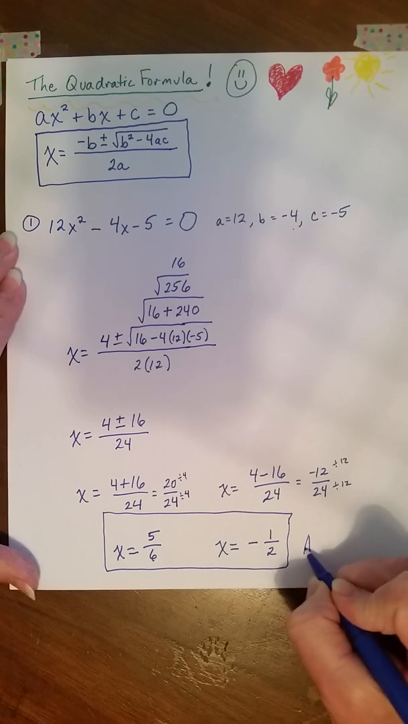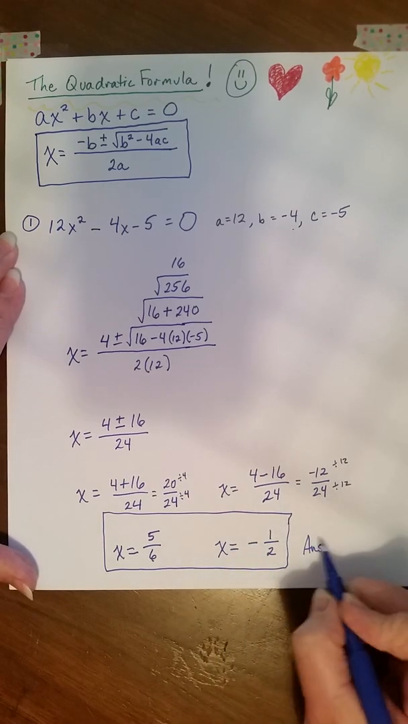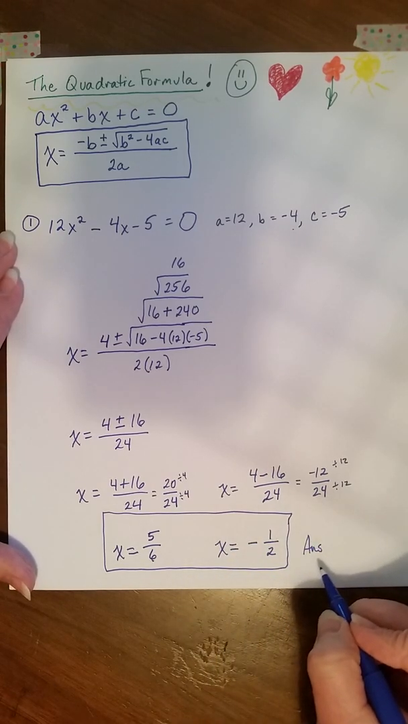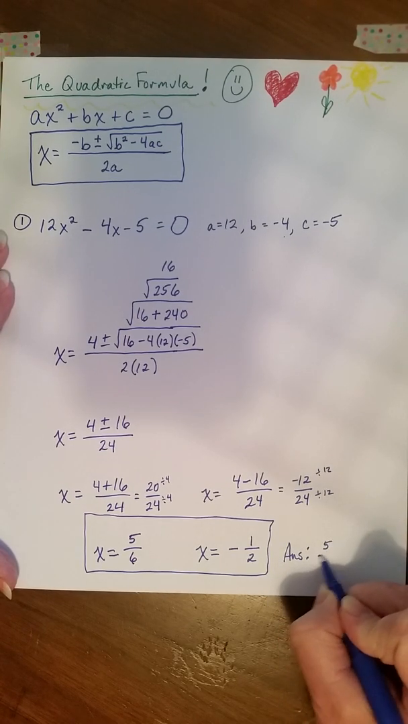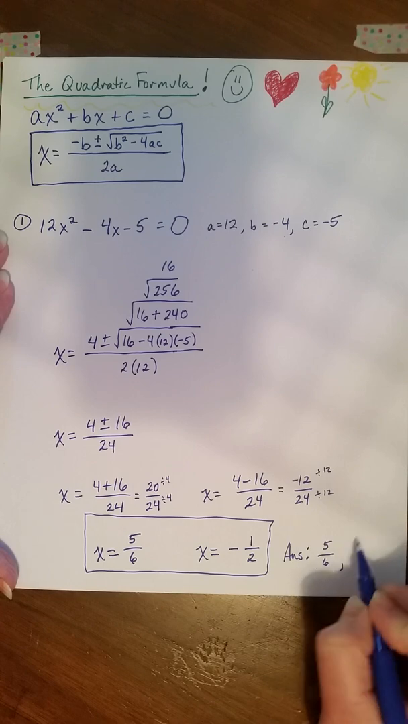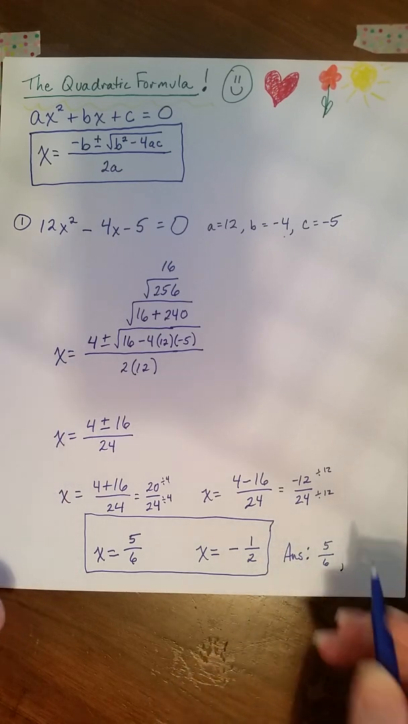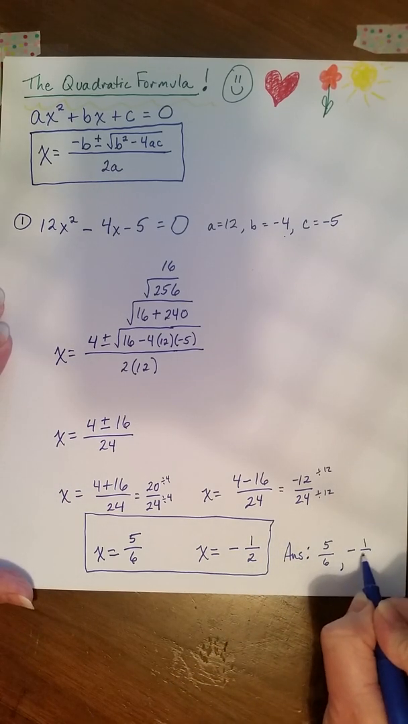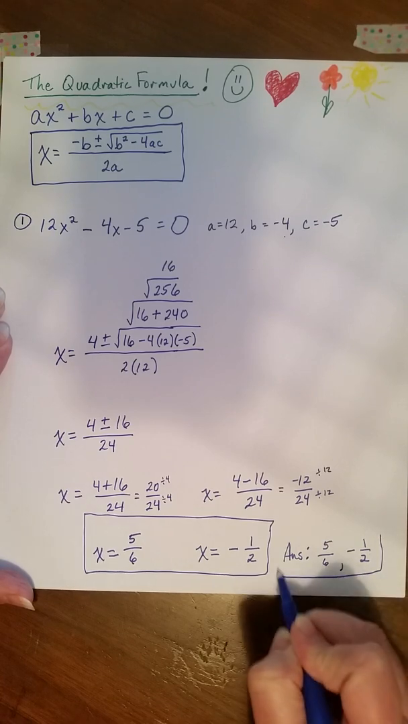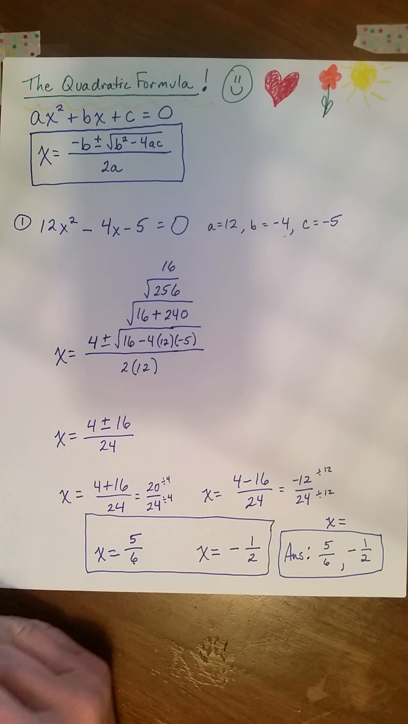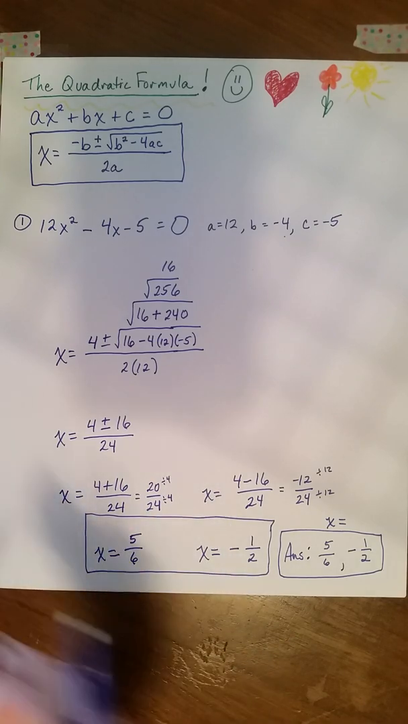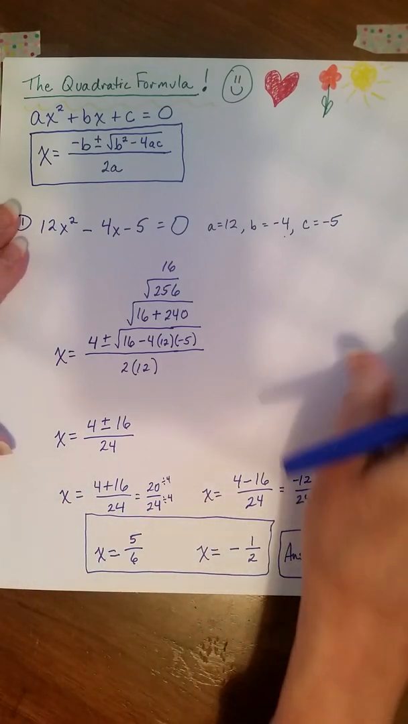Now when you answer it in Delta Math, you're going to want to leave it as fractions. Do not make it a decimal. So when you answer, you're going to do 5/6, comma, and it might give you another box, and then negative 1/2. So those are going to be your two answers. This is what x equals. Okay? All right. So that's the quadratic formula.